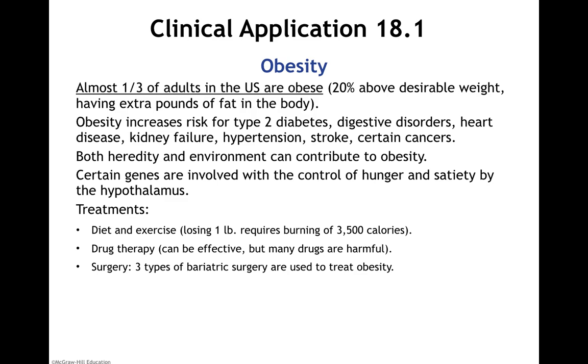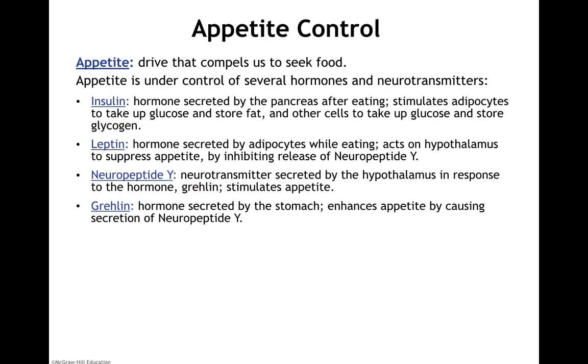So almost a third of adults are considered obese, and that can be treated with diet and exercise. 1 pound requires you to burn an extra 3,500 calories. So if you think back to the earlier slide, that's about 3 hours climbing stairs. There are some drugs that will help with appetite control. Some of them have shown to be harmful. Surgery, there are 3 types of bariatric surgery that can be used to treat obesity.